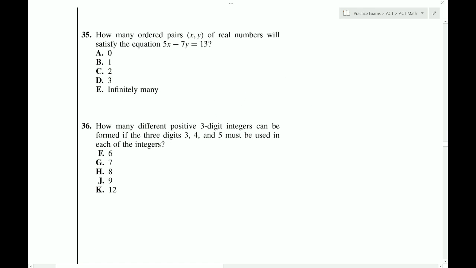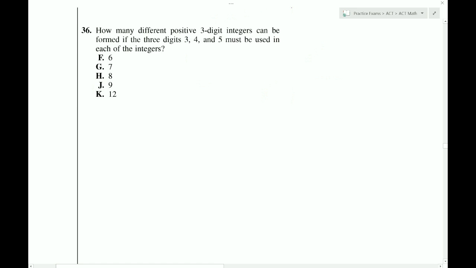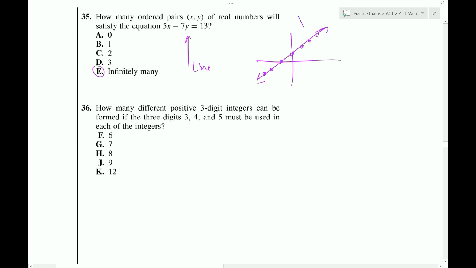How many ordered pairs of real numbers will satisfy this equation? My answer would be infinitely many, because I know this represents a line, okay? Because x and y, neither of them are squared, right? They're both first power. So that means I could, if I wanted to, put it into the form y equals mx plus b. So I know it's a line, and a line has infinite amount of points. Okay, so the points that satisfy it is infinite. However, if there was another line, then the point where they intersect would only be 1 point, usually.